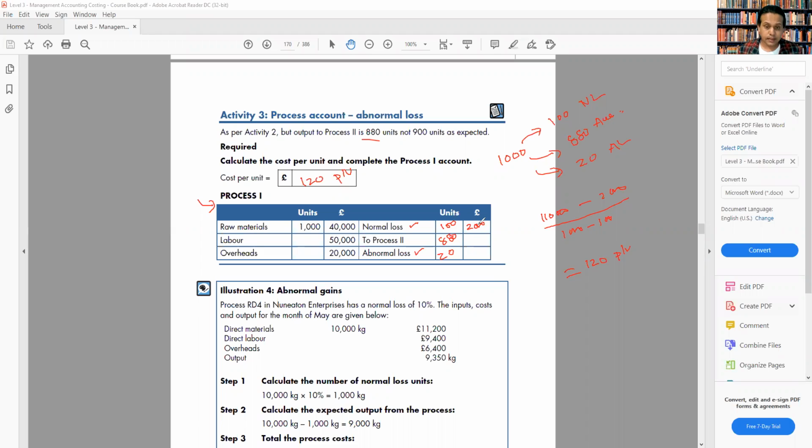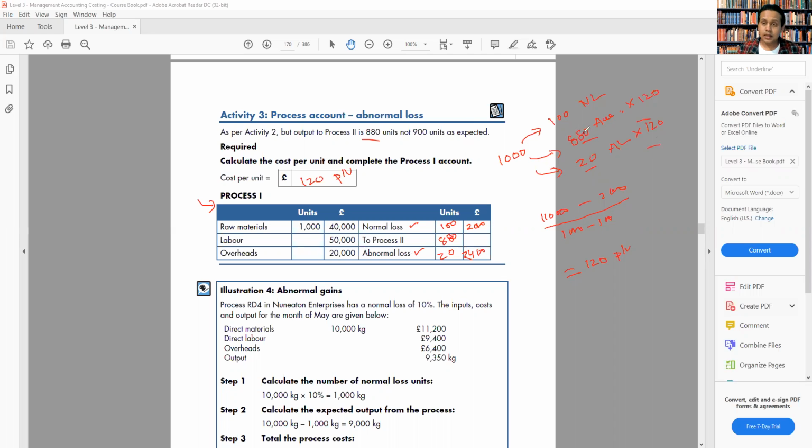So this one from the question. Now 880, so we need to multiply by 120 that we have calculated, and 20 unit we have to calculate 120. So that will give us the value for the process 2 and for the abnormal loss. So if you multiply 20 times 120, that will give the abnormal loss, that is 2400.